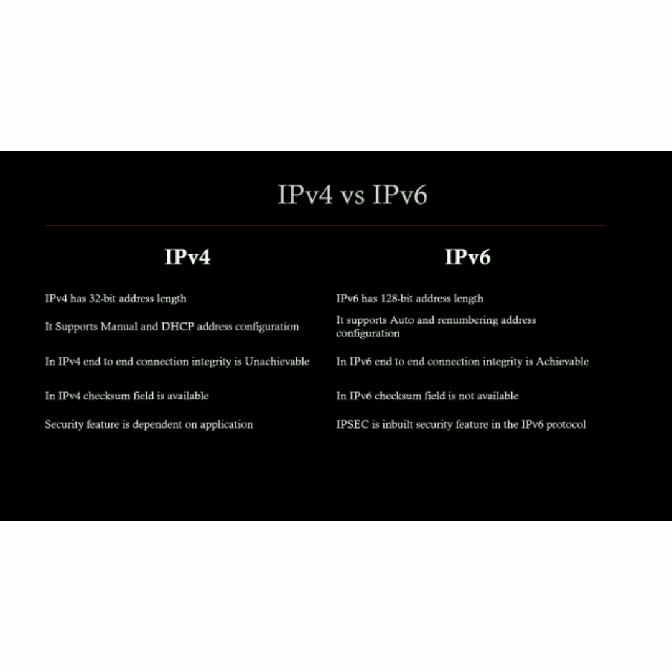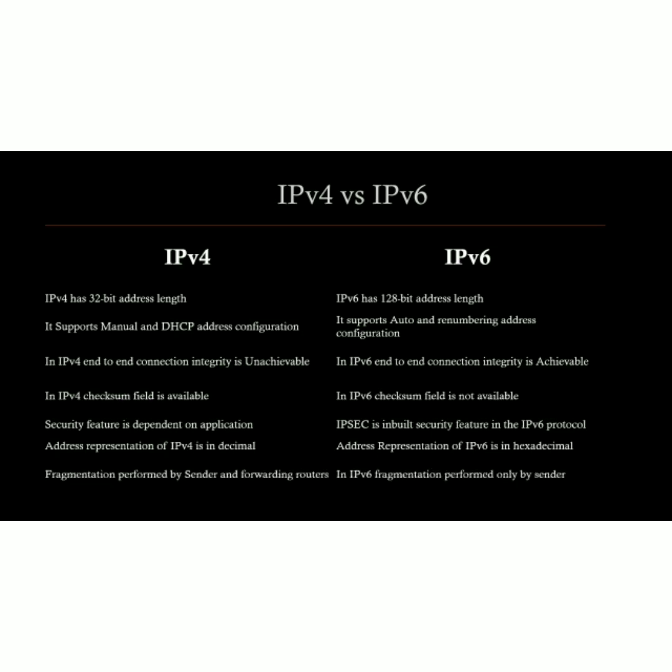In IPv4, security features are dependent on the application. IPsec is an inbuilt security feature in the IPv6 protocol. IPv4 is not very secure. To fulfill the security needs, we need applications to ensure its security, whereas IPv6 has inbuilt security features. Address representation of IPv4 is in decimal and address representation of IPv6 is in hexadecimal, as we mentioned in the previous slide.